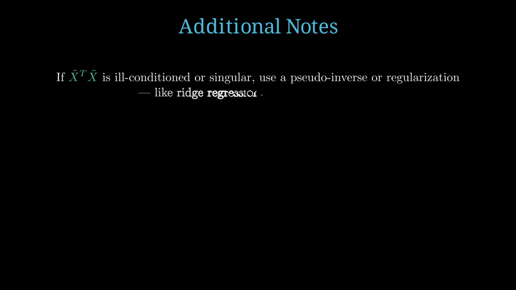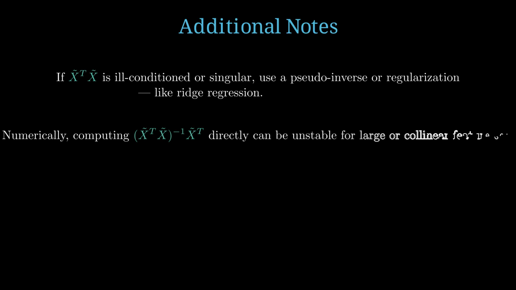A couple of quick practical notes. If x transpose times x is ill-conditioned or singular, use a pseudo-inverse or regularization, like ridge regression. Numerically, computing the inverse of x transpose times x can be unstable for large or collinear feature sets. QR decomposition, or SVD, are more robust.